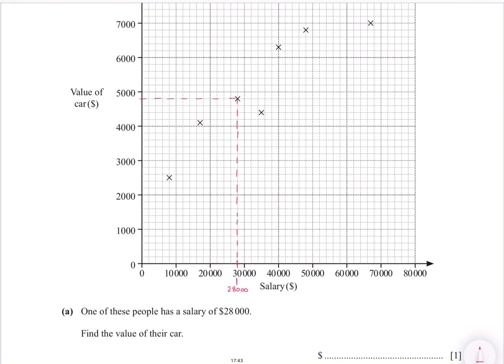So this is 4,800. Here each block is 200: 4,000, then 2, then 4, then 6, then 800. So your answer is 4,800.